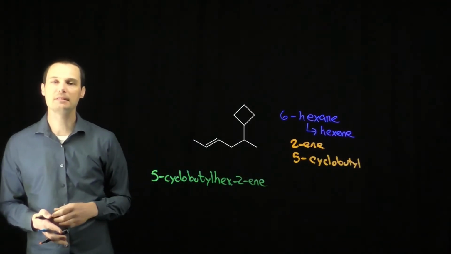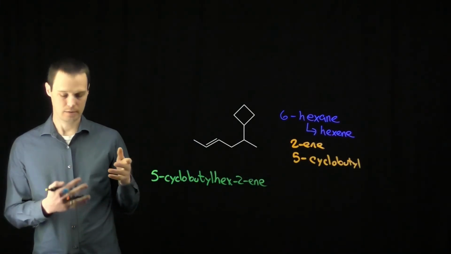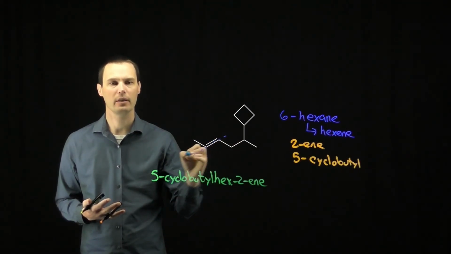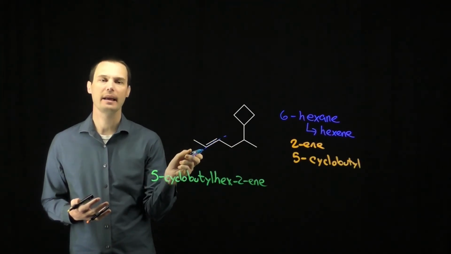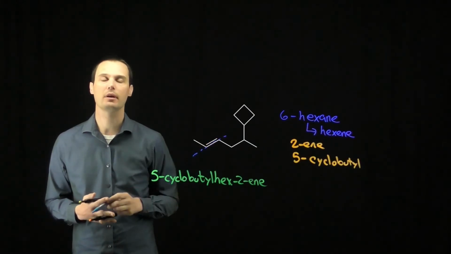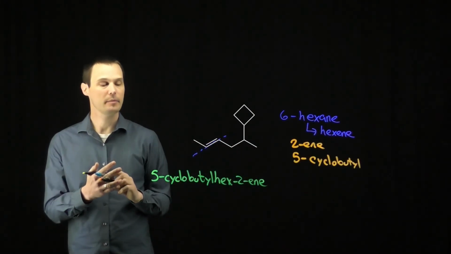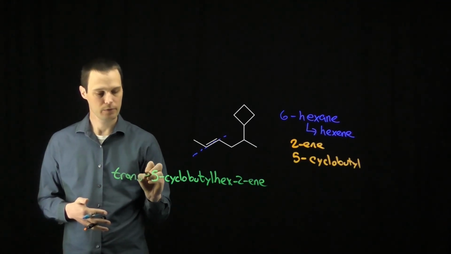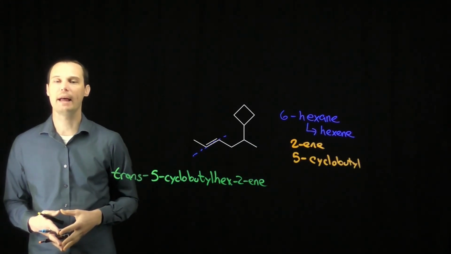The last thing to add to this name is whether the alkene is cis or trans. If I look at this molecule and I split the alkene down the middle, if I draw a line through the alkene, I see that the highest priority group, the methyl group, and the rest of the carbon chain are in opposite hemispheres. That means it is a trans molecule, and so I can put trans in front. Trans-5-cyclobutyl hex-2-ene.